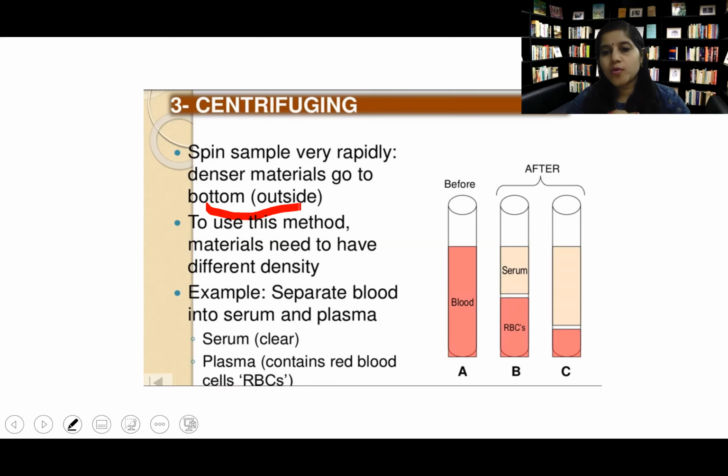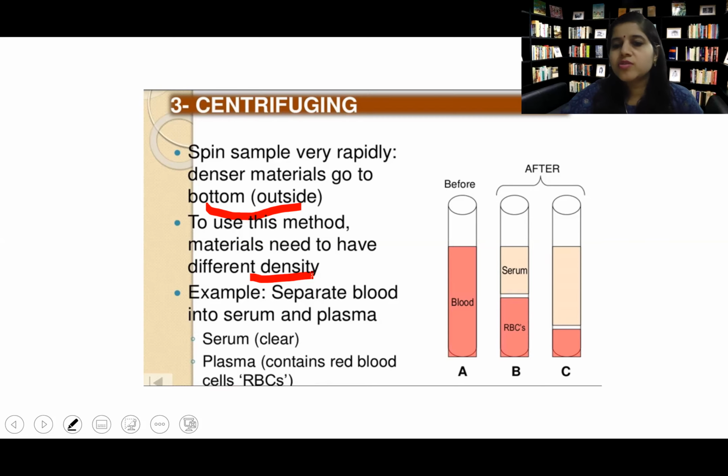We can also take the help of a mixture grinder. We can grind anything by the help of the centrifugation technique. This method is based upon the difference in density. So denser material will settle down at the bottom. Denser means mass per unit volume, meaning the number of molecules. If the number of molecules per unit volume is high, that will settle down at the bottom. And if the number of molecules per unit volume is low, or you can say density is low, it will start floating.